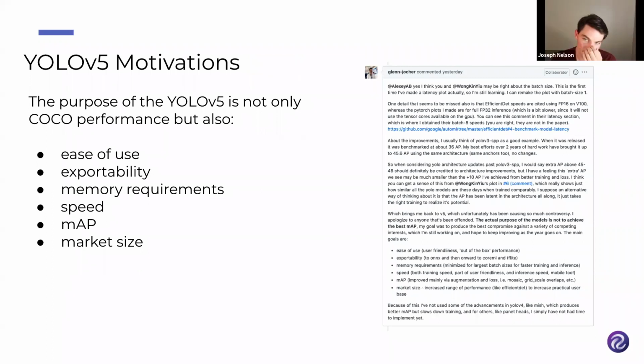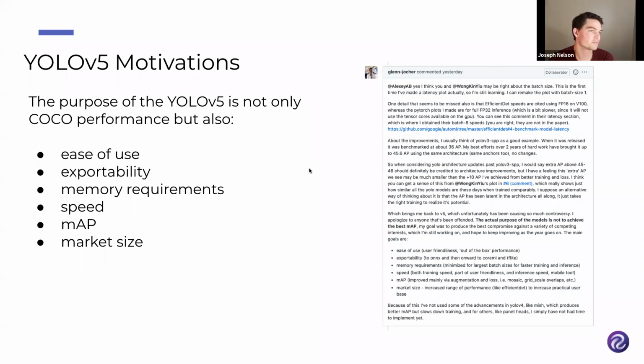Yeah, so as you mentioned, we were able to connect with Glenn directly and talk with him about some of this, and we've posted some thoughts and videos, and we've also written extensive posts describing, comparing and contrasting a lot of the benchmarks and whatnot. But I think the headline thing to be aware of is that when Glenn released YOLOv5, he had motivations where he said the main goals are ease of use, exportability, low memory requirements, high speed, improved mAP, especially via augmentation, and market size, increasing the range of performance so that there can be a higher practical user base of people that derive value from this technology.